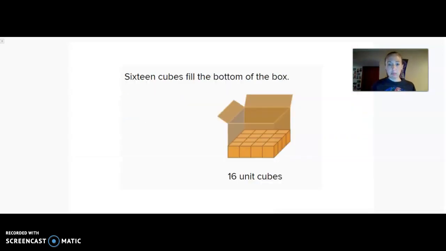Now, if we look at that same box, we can see, okay, they packed it with 1 layer so far. 16 cubes fill the bottom. So we have 1, 2, 3, 4, 5, 6, 7, 8, 9, 10, 11, 12, 13, 14, 15, 16. And if you need to, this would be a great time to go get cubes if you're struggling with how to count them, because you have to get used to seeing the picture of what it looks like in 3D. So if you need to build it, let me know. Anyway, 16 cubes fill up the bottom.